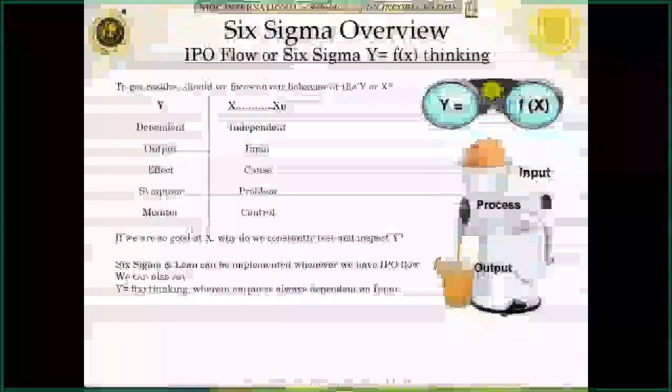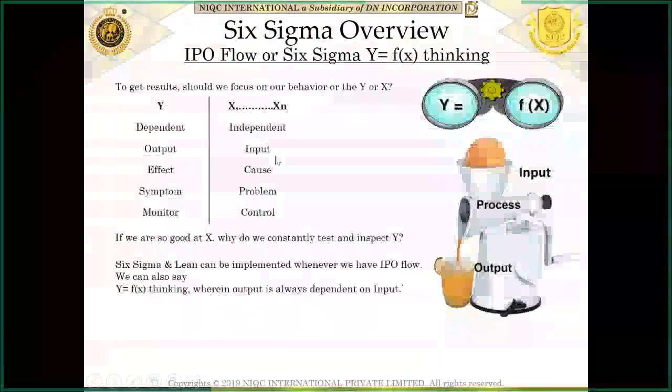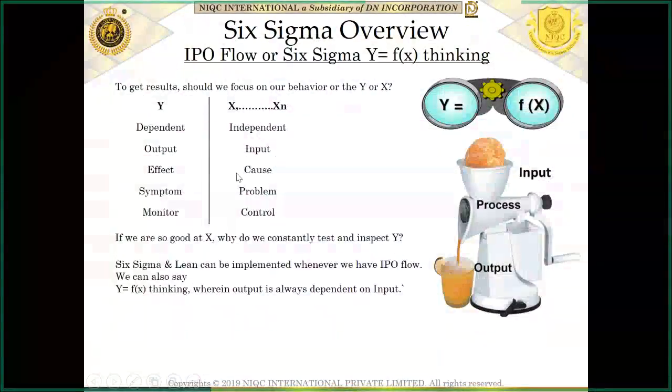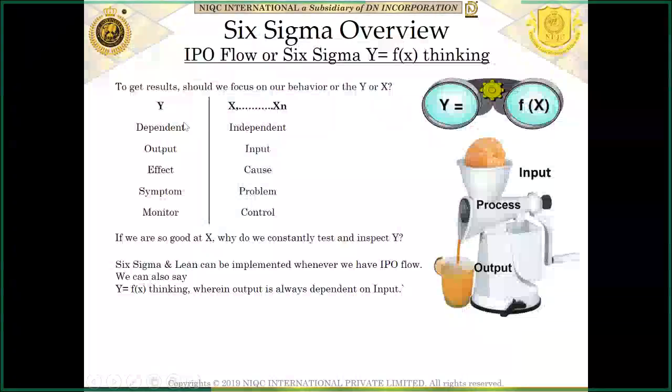There are different names for Y and X, and going forward we will be using this terminology. Y and X terminology we'll be using more frequently. Let's understand in a little more detail. Y is your result or output. For example, if I want to improve sales, sales is my Y. Sales is the output that I'm looking at.